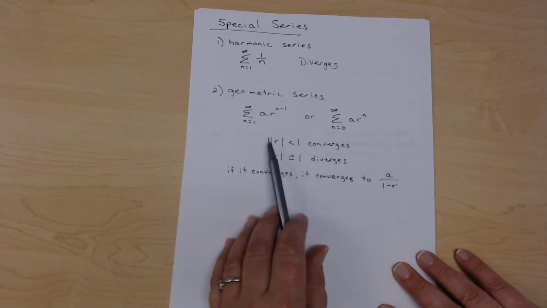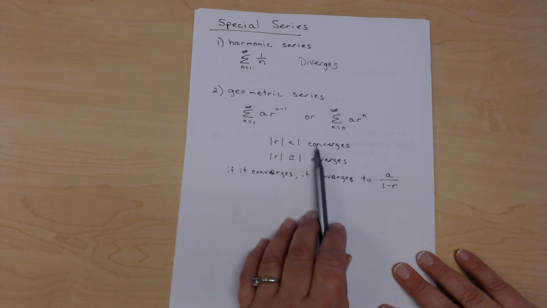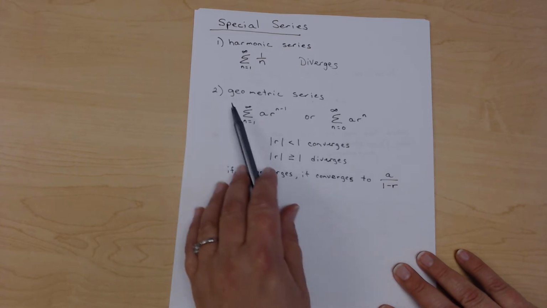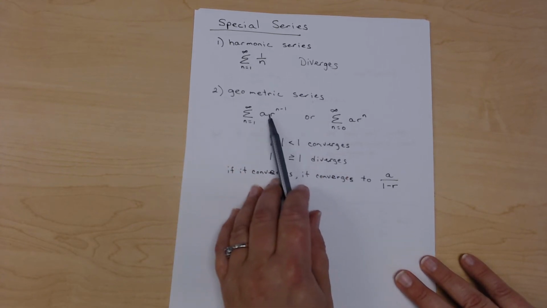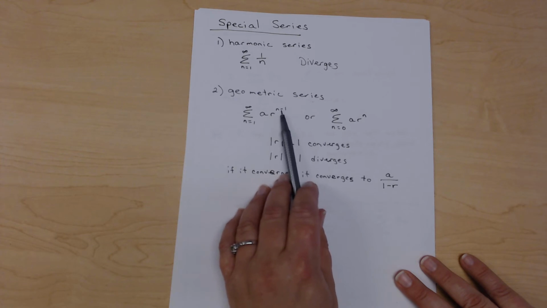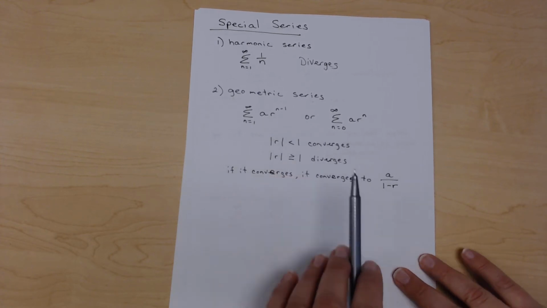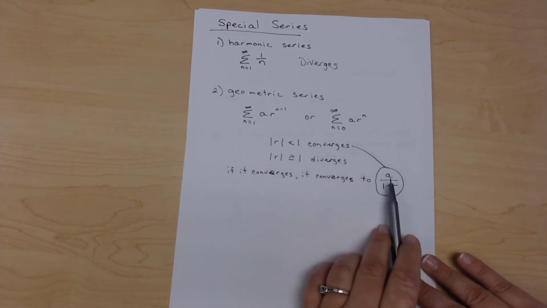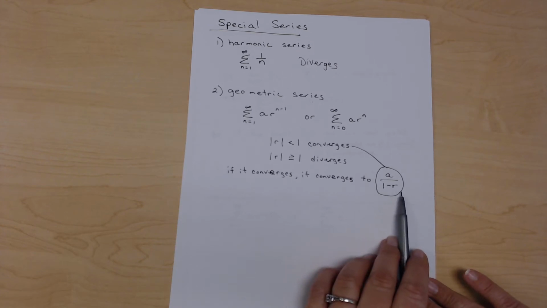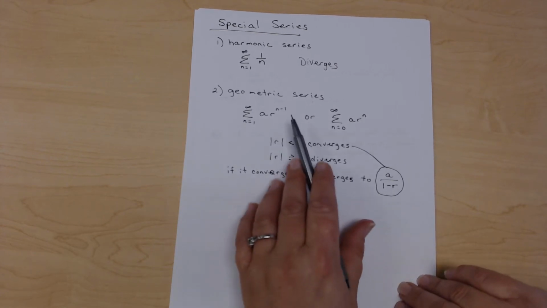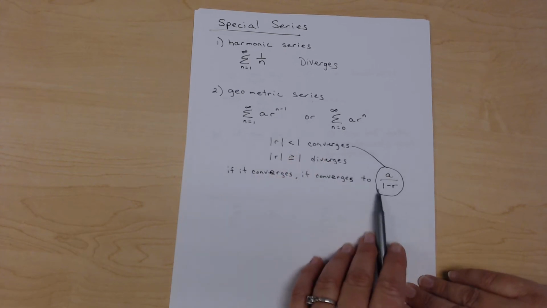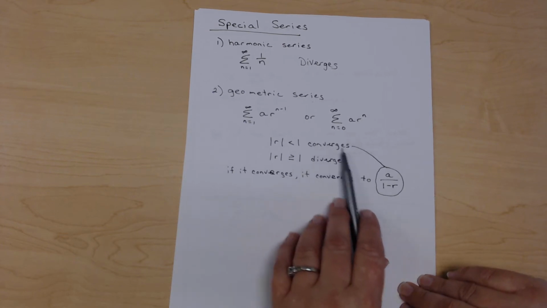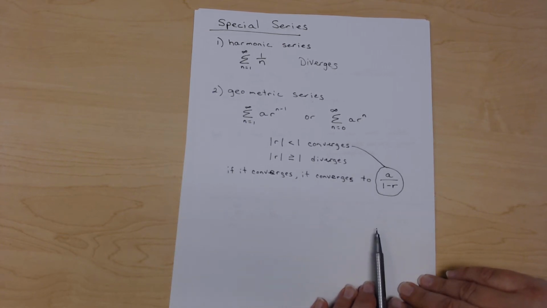But the good thing is, if the absolute value of r is less than 1, it converges. And if it's greater than or equal to 1, it diverges. This is the geometric series. You have a number, and you're taking it r to the n, or r to the n minus 1. And if it converges, it converges to a divided by 1 minus r. The geometric series is one of the very few series where we can figure out what it converges to.